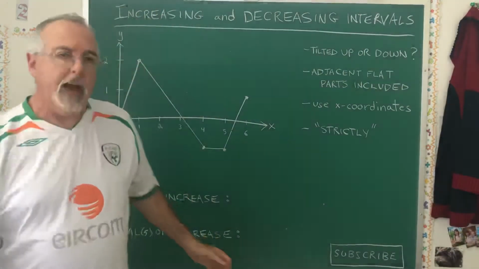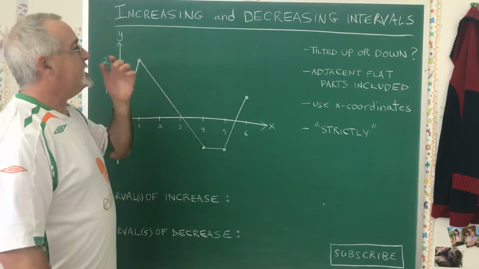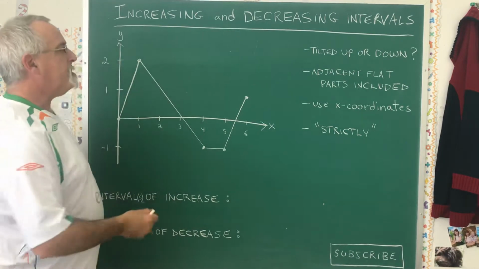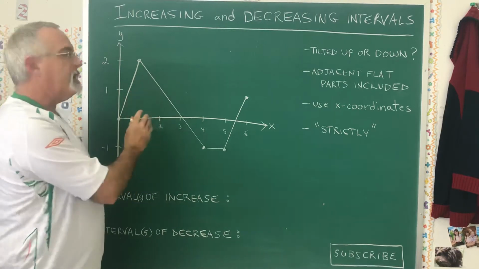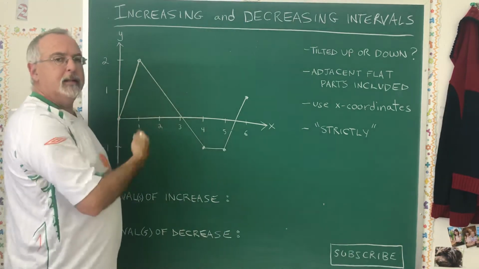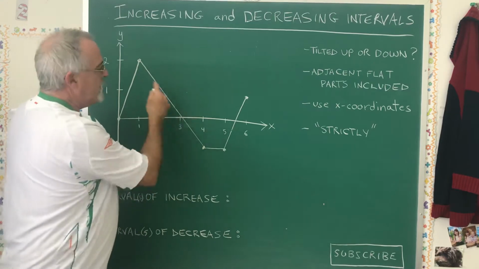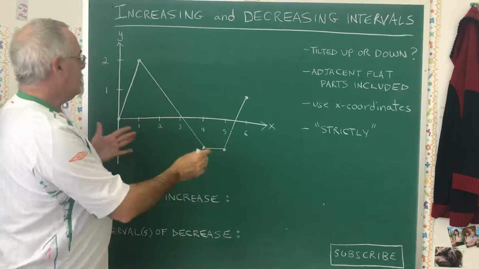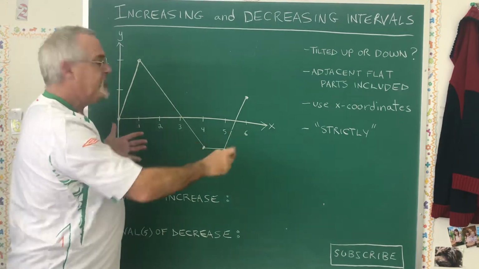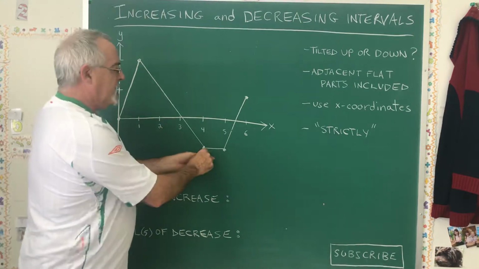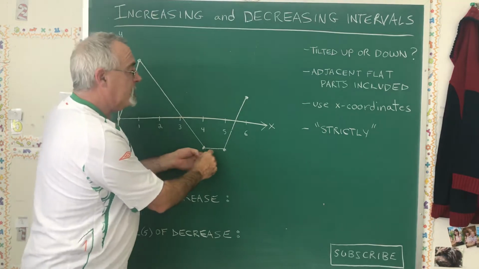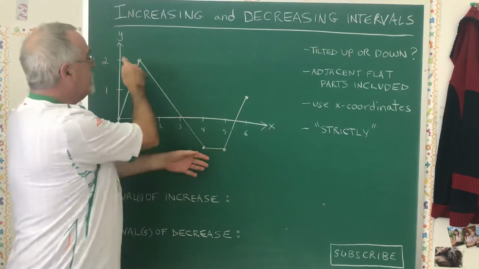Today's daily dose of math is about increasing and decreasing intervals. When we talk about these intervals, we're talking about which parts of the curve on our graph are tilted up, that's increasing, which are tilted down, that's decreasing. To do this, we're reading from left to right. An adjacent flat part like this is included in the interval of increase and included in the interval of decrease.